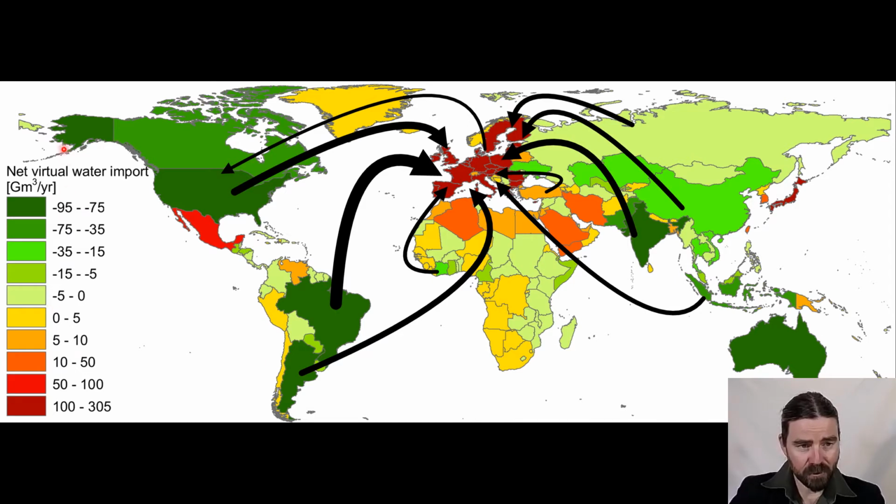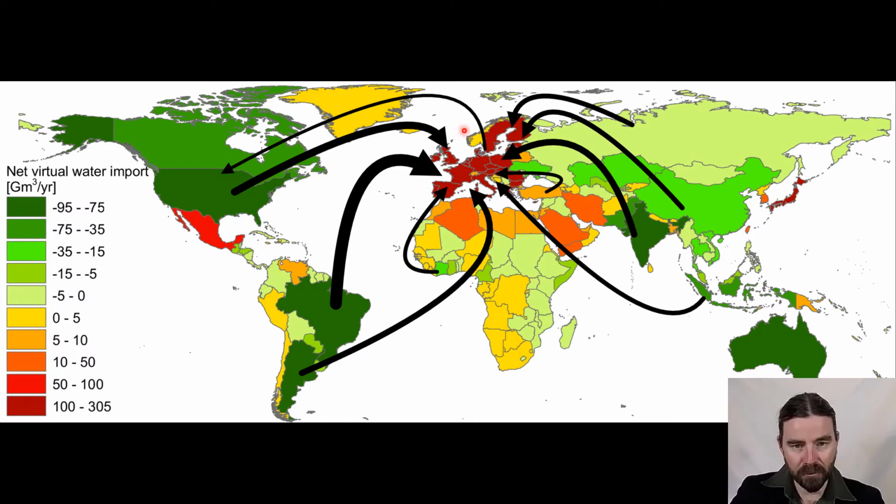Remember, the first thing you want to do is look at the title. There isn't one, so we've got to figure it out. Now we look at the legend. The legend is showing us the net virtual water imported. So if it's a negative number, that means it's being exported. If it's a red number down here, it's being imported. So the deep red is lots of water being imported in food and products.